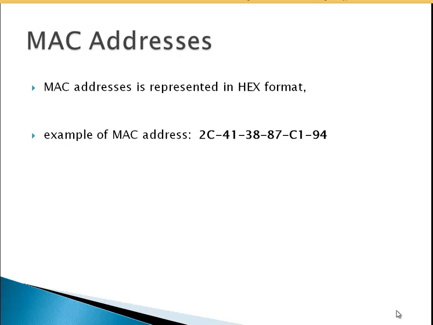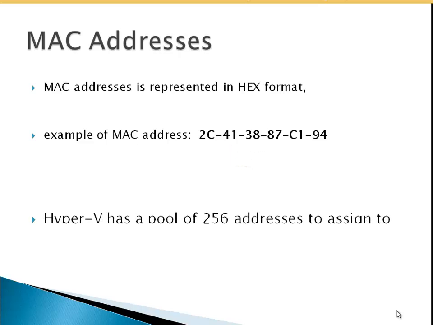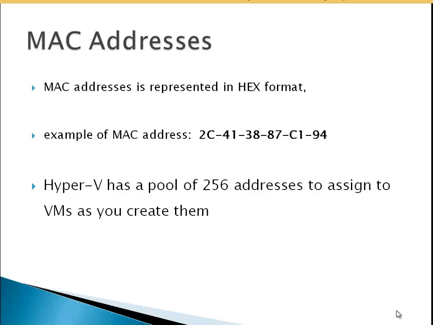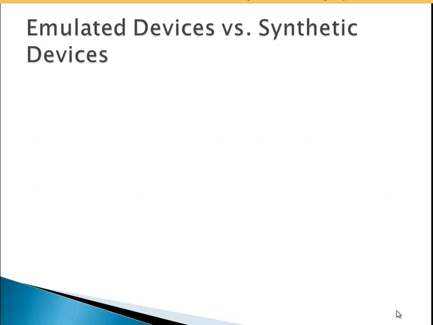So this is one example of a MAC address: 2C-41-38-87-C1-94. Now the first 24 bits are the OUI, Organizationally Unique Identifier. So whatever organization made this MAC address or network card, we can identify them with the first 24 bits. For example, HP has its own one. Whatever the manufacturers of network cards, they have purchased the first 24 bits. The last 24 bits are up to them to use. Then Hyper-V has a pool of 256 addresses to assign to virtual machines as you create them.